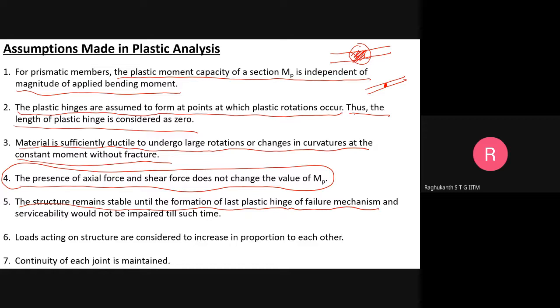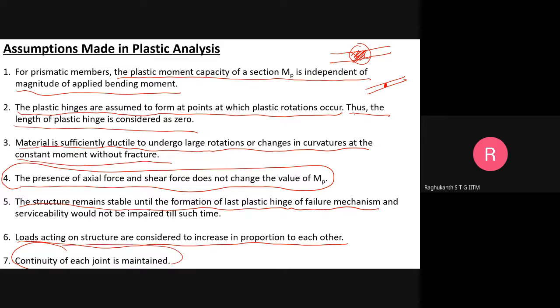So for example, I showed you the propped cantilever or portal frame, where one hinge is not sufficient. The structure is still stable until the last plastic hinge, the failure comes, then only the structure is going to collapse. And then the loads acting on structures are considered to increase in proportion to each other. When there are two or three loads, you have to increase them in equal proportion. And of course the continuity at each joint, this also we maintain. So these are the assumptions actually.